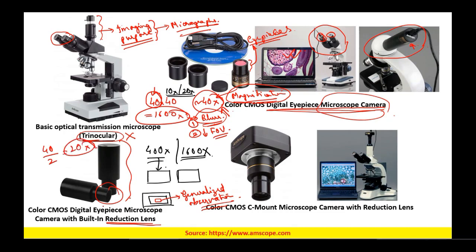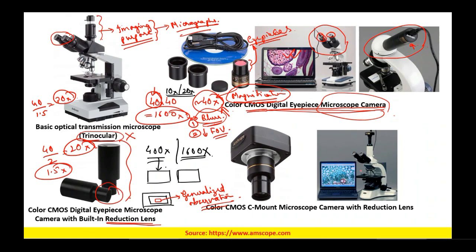Similarly, you have a 1.5 times reduction lens. If you do that, it will be 40 divided by 1.5, so it would be around 30, I suppose. Yeah, 30x. So by employing these reduction lenses, we can bring down the magnification of the digital sensors. Usually in the current day we use CMOS sensors, so we can bring down the magnification levels of the CMOS sensors.